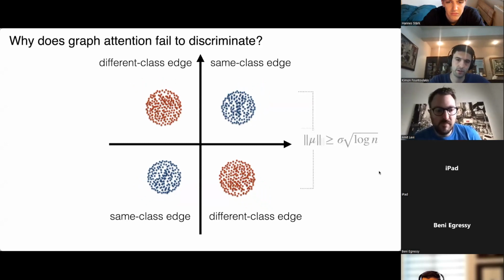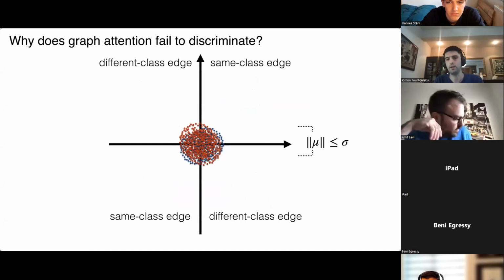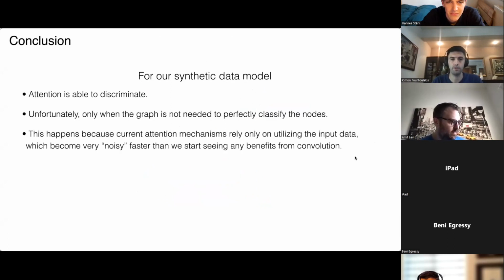However, if the distance between the means becomes small, comparable to the standard deviation, then the distributions basically collapse, and then it's nearly impossible, at least with high probability, to successfully separate intra from inter edges. So that's basically the gist of why attention might fail.